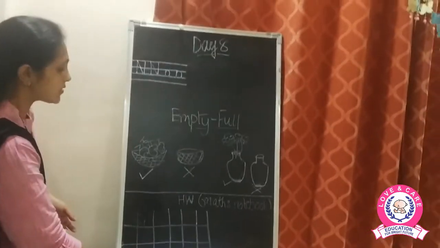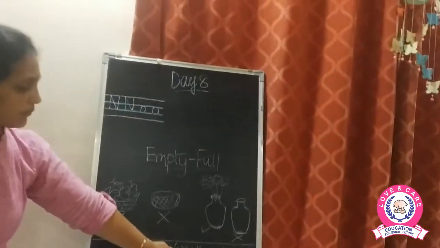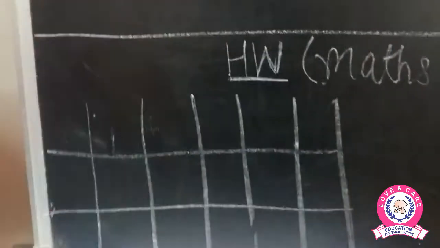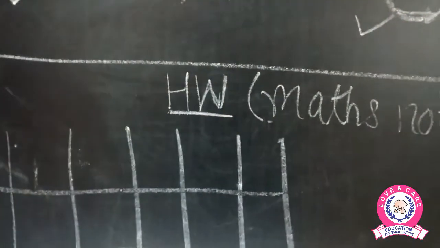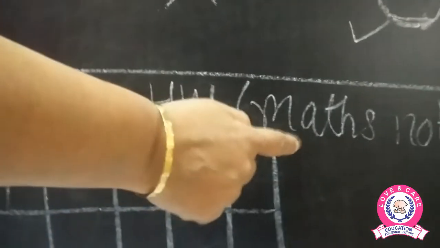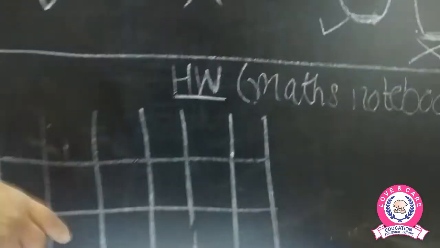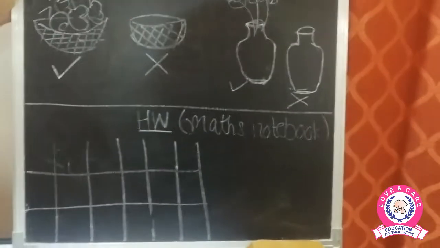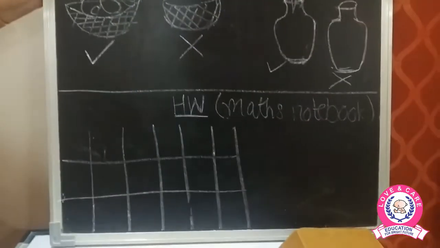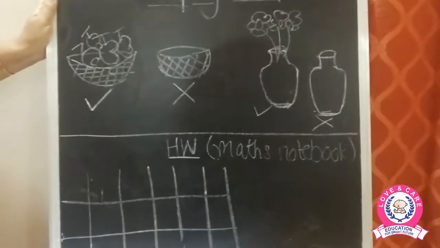Now in the maths notebook you have to just give a heading, homework. You don't have to write maths notebook, that is only to tell you where to do this. And you have squares over there. So here we are going to write the number notation 1, and we are going to write the spelling of 1.